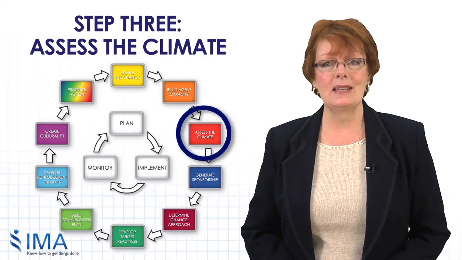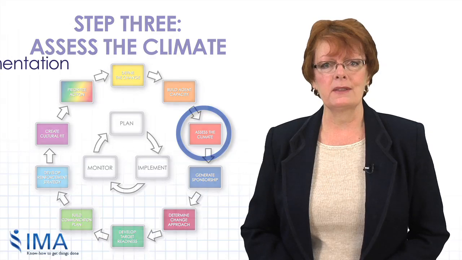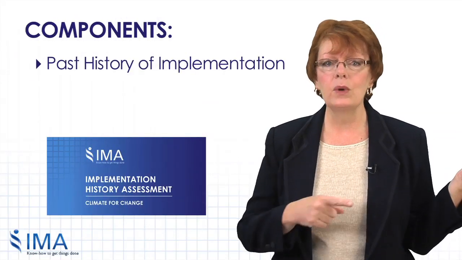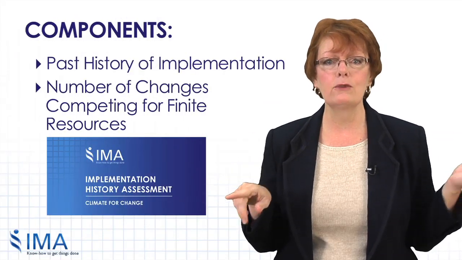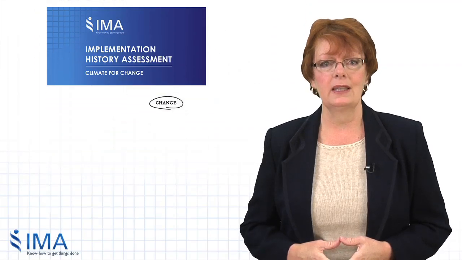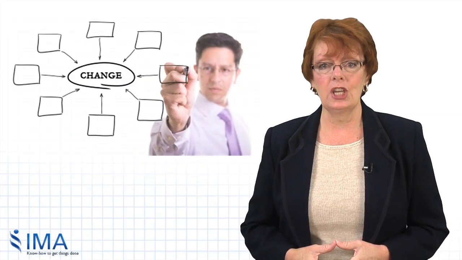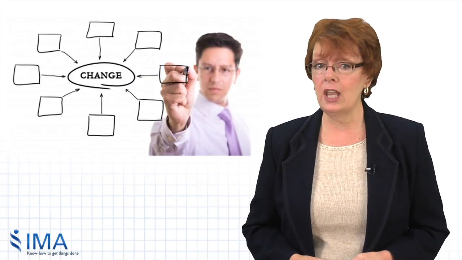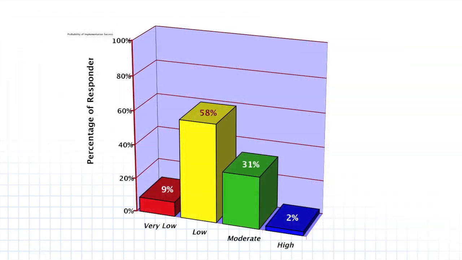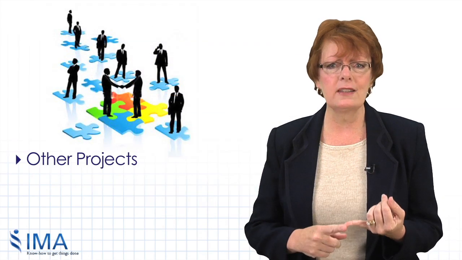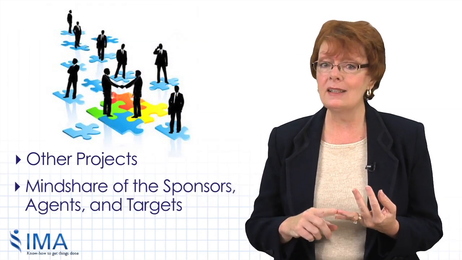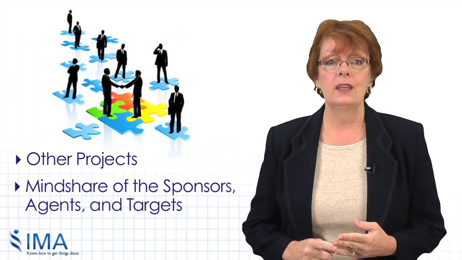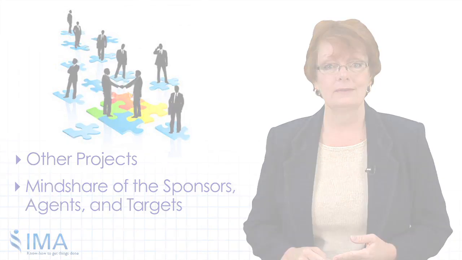The next AIM step is to assess the climate. We look at two major components, past history and what else is going on that's competing for the limited resources available. This is the climate in which the change is taking place, and no change occurs in isolation. It occurs in the context of all the other things going on in your organization. These include all the other projects that are competing for resources and mind share of the sponsors, agents, and targets.